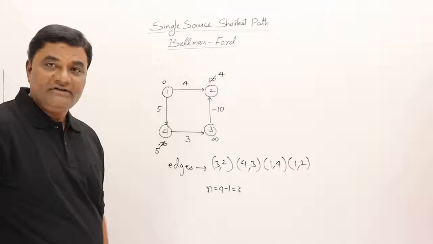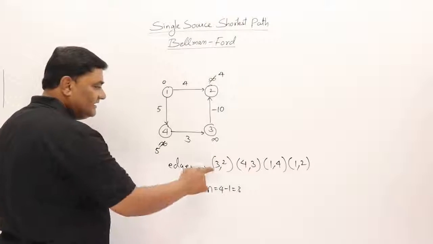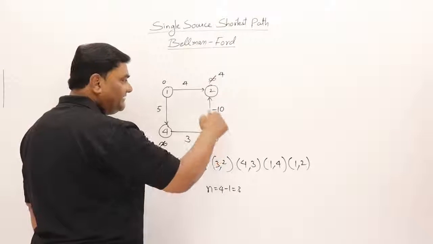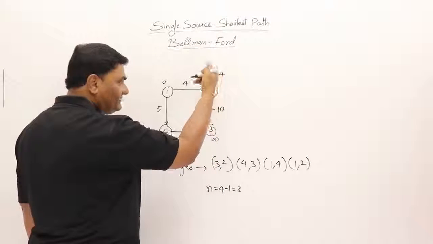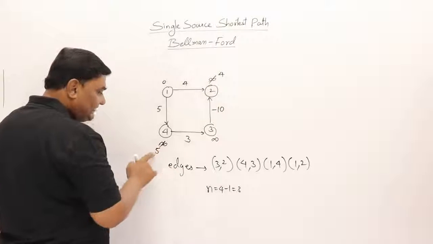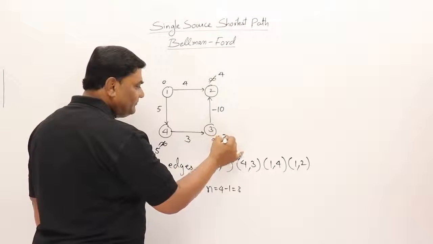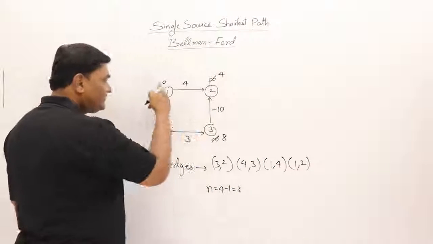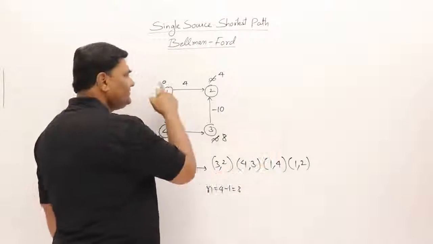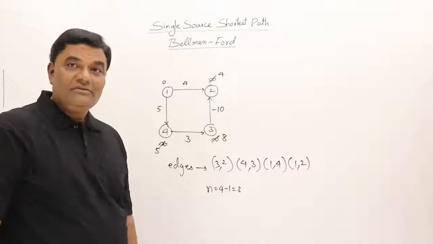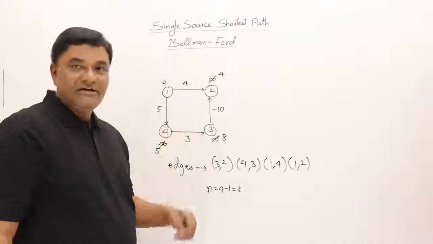One time I already have relaxed. Second time, 3 to 2, infinity minus 10 is infinity; 4 to 3, 5 plus 3 is 8, this is better than infinity, so make it 8. 1 to 4, 0 plus 5, 5 only. 1 to 2, 0 plus 4, 4 only. 2 times I have completed, one more time I have to complete.